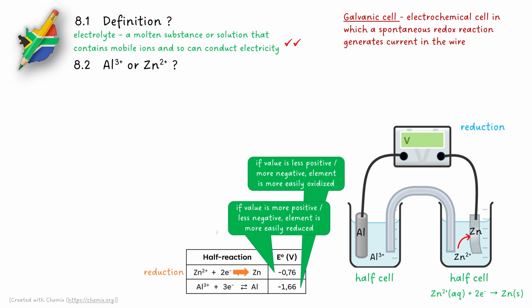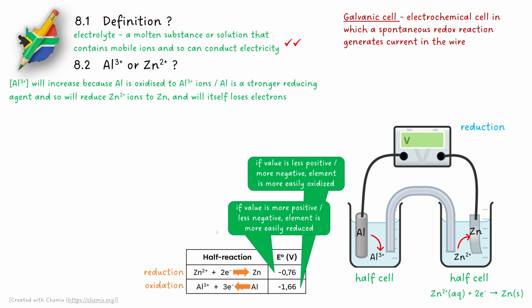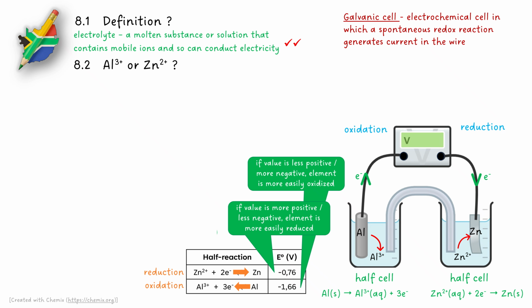Then, if a value is less positive or more negative, this tells us the element is more readily oxidized. So aluminium will be oxidized to aluminium 3+ ions, and these ions will go into the solution, and the concentration of aluminium 3+ ions will increase over time. Electrons lost by the aluminium atoms as they are oxidized will leave the aluminium electrode and travel up the wire to the cathode. This is the half equation happening in the aluminium half cell.